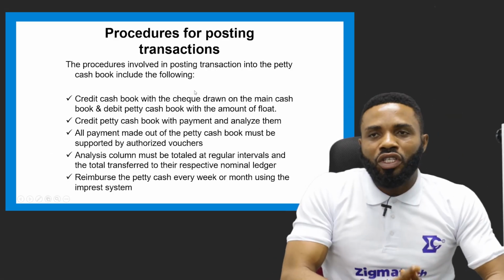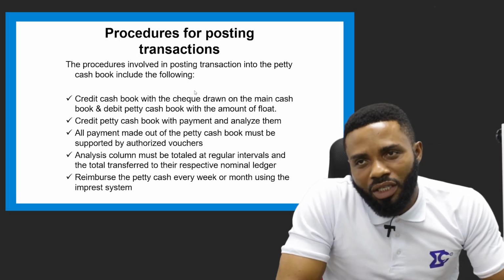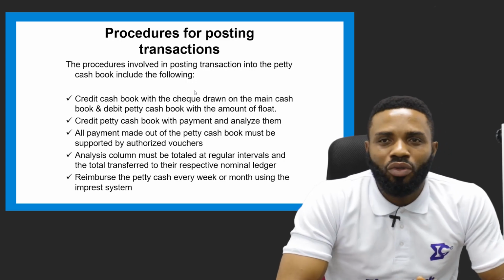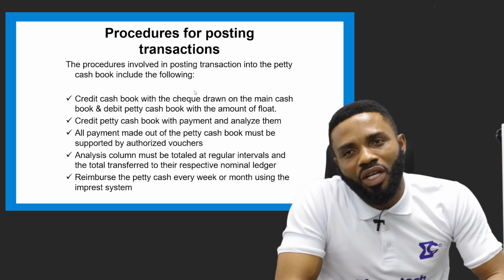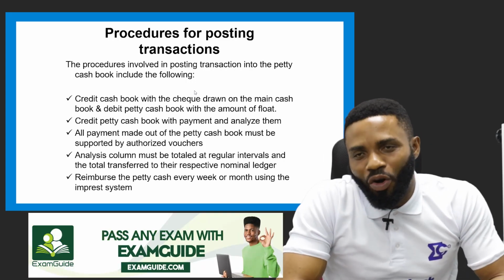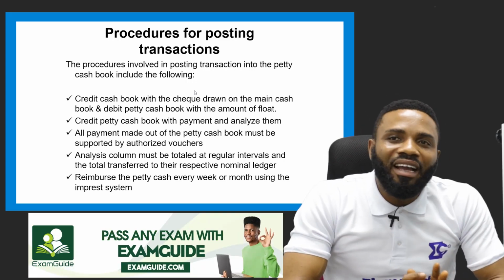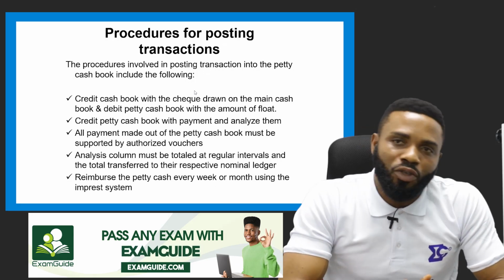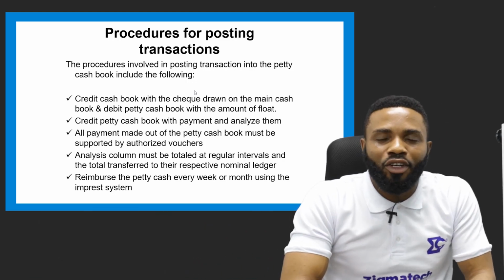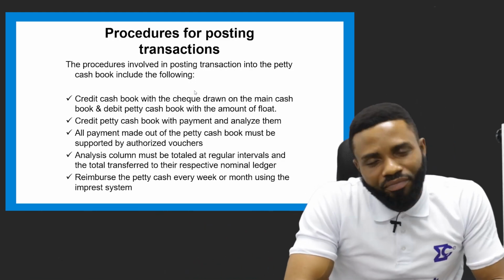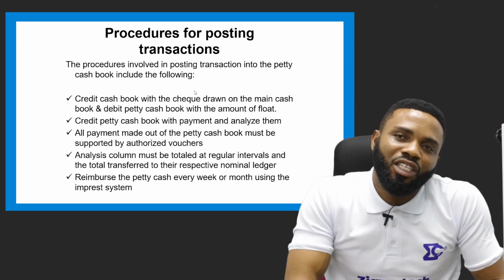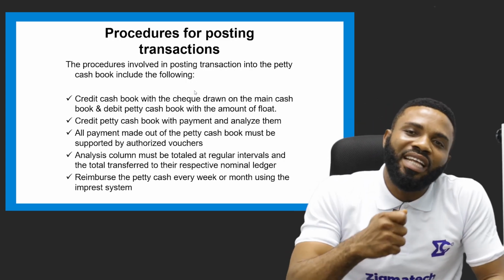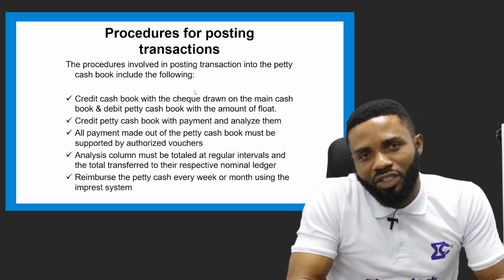Now, looking at the procedures, there are ways to go about the posting of transactions into the petty cash book. I'm going to take time to explain this because this is where students usually find it difficult to understand. Number one, you credit the cash book with the cheque drawn on the main cash book and debit the petty cash book with the amount of float. What am I talking about? I said from the beginning that the petty cash book also observes the double entry principle that states that for every debit entry, there must be a corresponding credit entry.